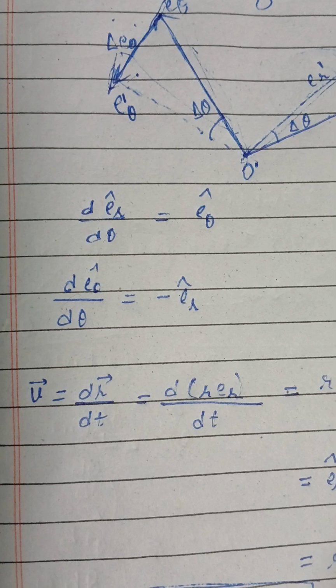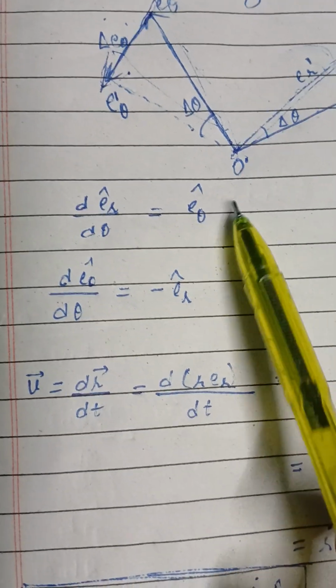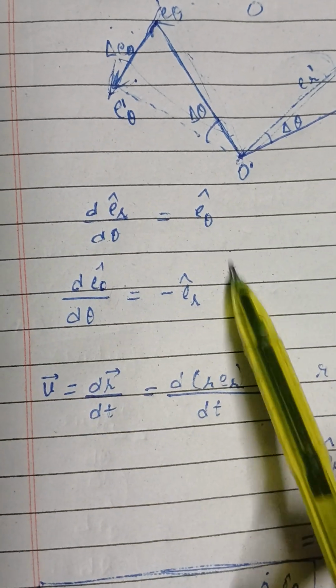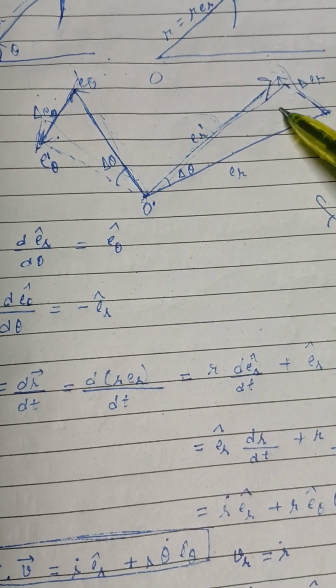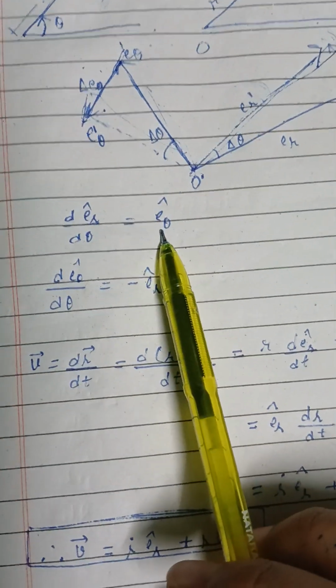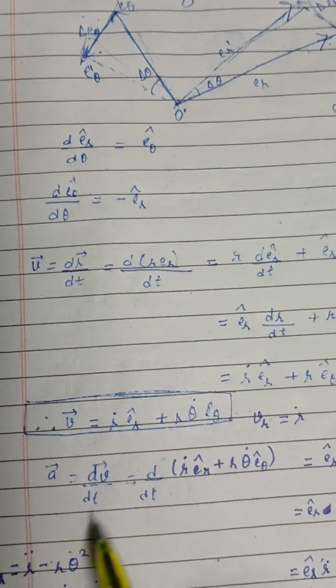For solving the numericals for this chapter, we need to remember two major relations: the differentiation of vector ER with respect to angle is equal to E theta cap, and dE theta by d theta is equal to the negative of the radial component of the vector. Using these two relations, we'll be able to derive velocity and acceleration for radial and transverse components.